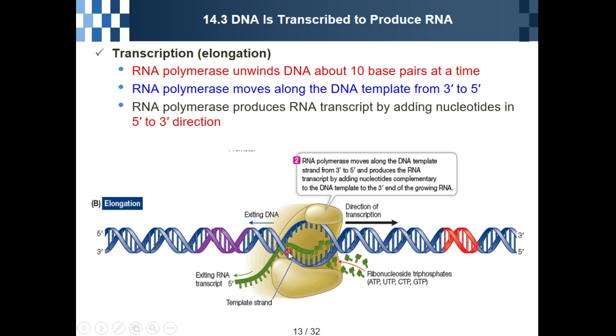So RNA polymerase moves along the DNA template from the 3' to the 5'. You have to always think about the template strand. The standard is the template strand. The template strand is starting from 3'. So RNA polymerase moves along in the 3' to 5' direction, because they don't care about the coding strand, but they care about the template strand. After that, RNA polymerase produces the RNA transcript by adding nucleotides in the 5' to 3' direction. Always, RNA polymerase produces the RNA transcript starting from 5' to 3' like this. So this is the elongation.